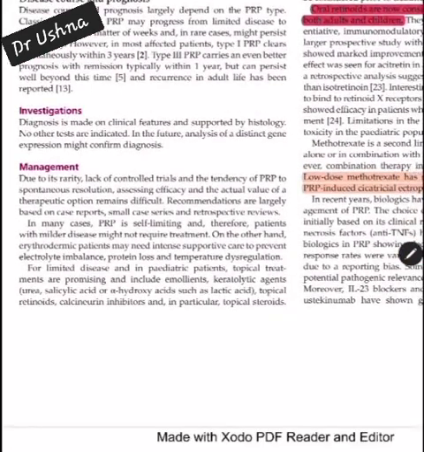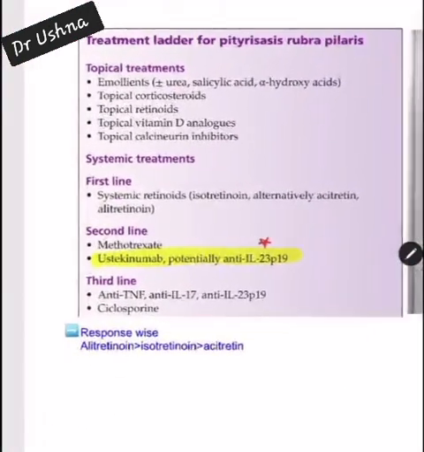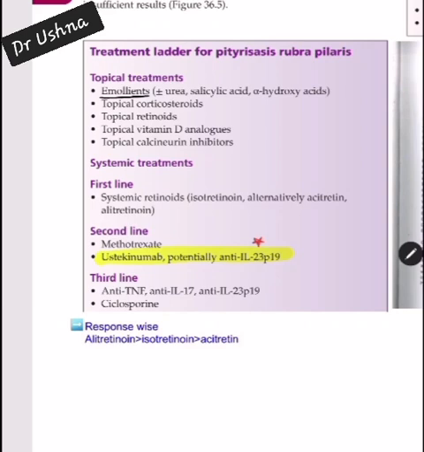If we deal with investigation, it's a clinical diagnosis, but if you are in doubt, you can deal with the histology as well. In the form of management, you just have to give emollients, but this, you all know, is a hyperkeratotic disease, so emollients should be added with keratolytics in the form of urea, salicylic acid, alpha hydroxy acid. So these are important for the treatment of the PRP. Then it's an inflammatory dermatosis.